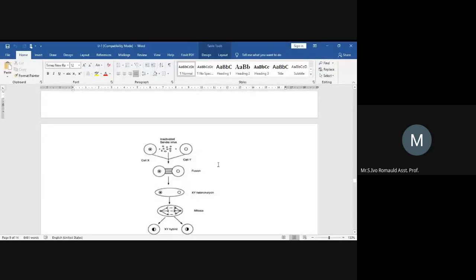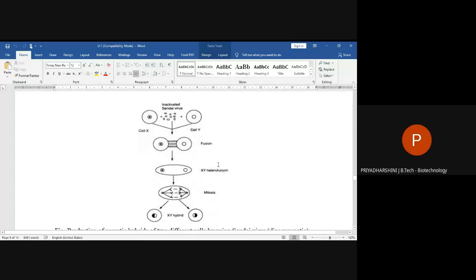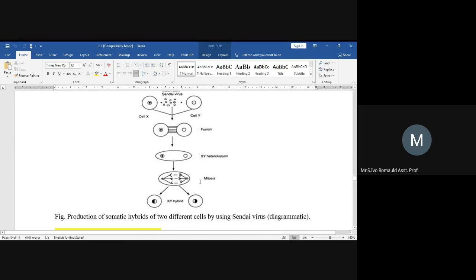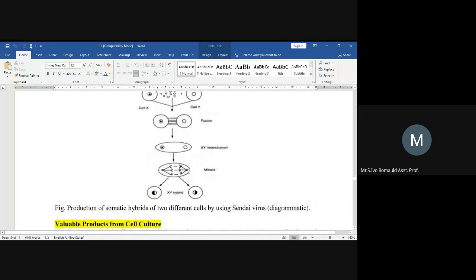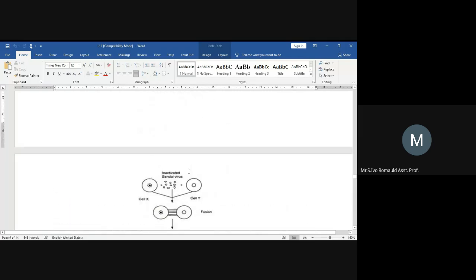Can you see this slide? Yes, sir. Okay. So this is a procedure where somatic cell hybridization will be taken up. Cell X and cell Y, two different types of cells, can be taken up and then fused. After the fusion, we'll get that XY heterokaryon, and then the mitosis process, and then we'll be getting the two different hybrids. Now you can take this in the note.